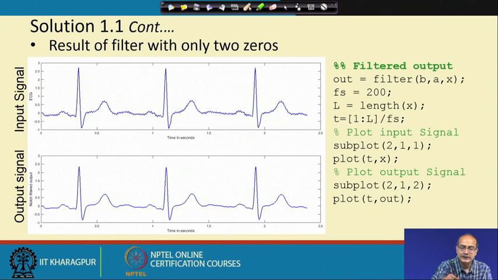Now, how do you get this output? Let us look at the code. First we have used the command filter; we get the output by filtering the input x, which is one of the inputs to the command filter, and we have given the numerator and denominator coefficients b and a. We got the output of the filter as out. Fs and L we have already discussed. Again, to get the axis, we have assigned t, which gives us the time axis, and we use the subplot command. We have used the first row for the input and the second row for the output. That is how we get this plot.